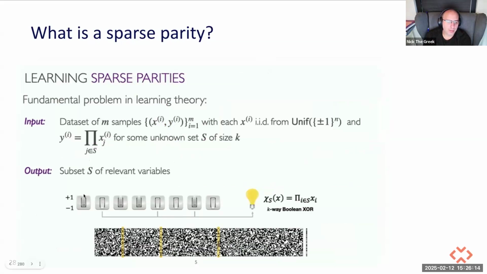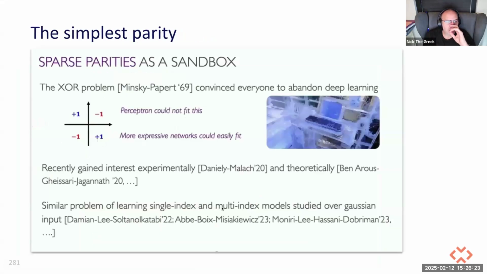So XOR is one output, which is +1 or -1. Here it can be a Boolean function, basically. And again, going back to the XOR problem, it's interesting that it convinced everyone to abandon deep learning, because they weren't calling it deep learning. Then people took the challenge and they solved the problem. So it has recently gained interest, experimentally and theoretically.